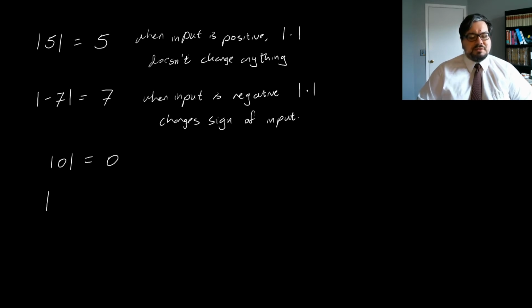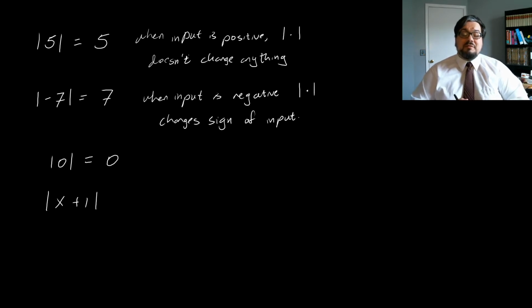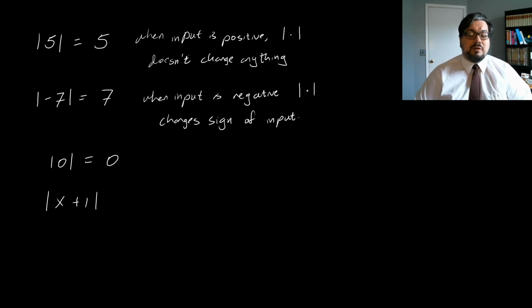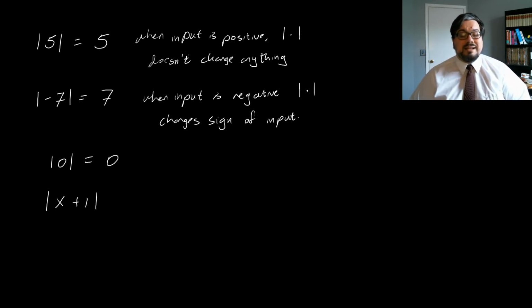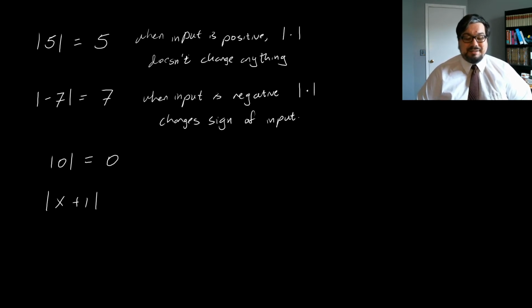So what about the absolute value of something like x plus 1? Well, here's where we have to be careful, because the absolute value of x plus 1 depends on whether x plus 1 is greater than or less than 0. And that depends on the value of x. And so this is not something that we're going to be able to write down exactly what the answer is. We're going to write down two different possibilities depending on what's going on inside the absolute value symbols.